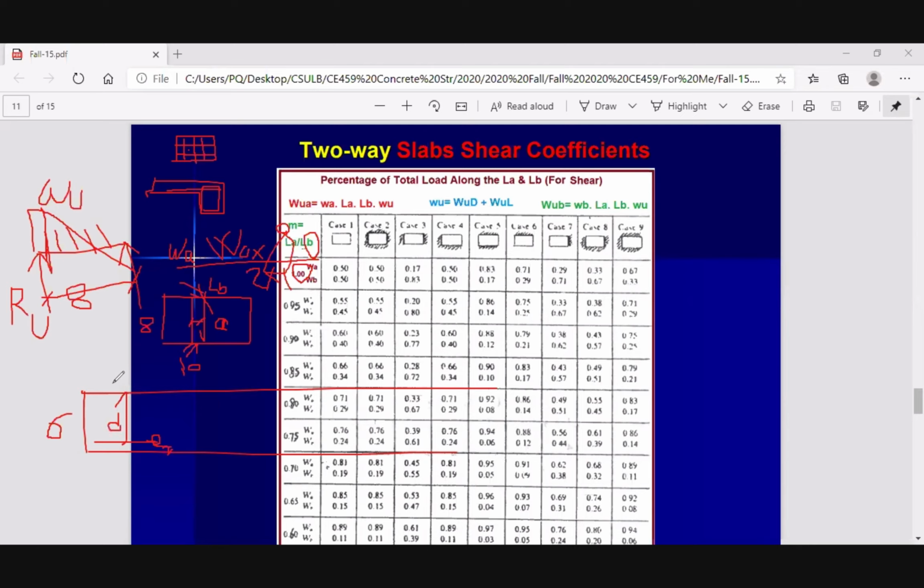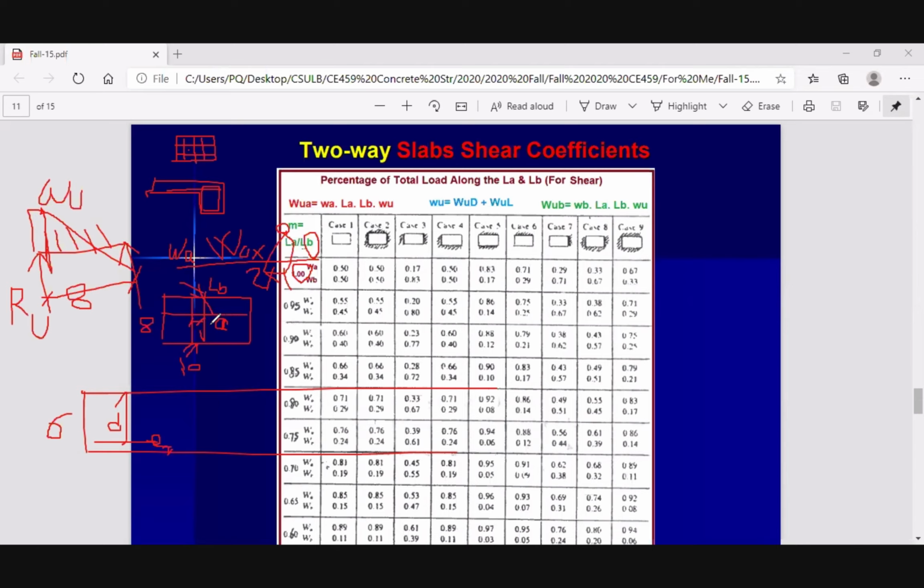So RU minus D, because this is kip per foot, so RU minus D divided by 12 times omega U. That's your shear at one D from face of the support, and then go and do the calculation for the shear. And that's it. What about the B direction? Do the same on the other side.